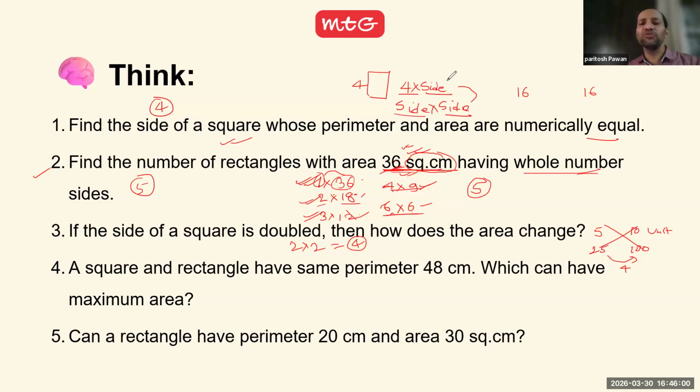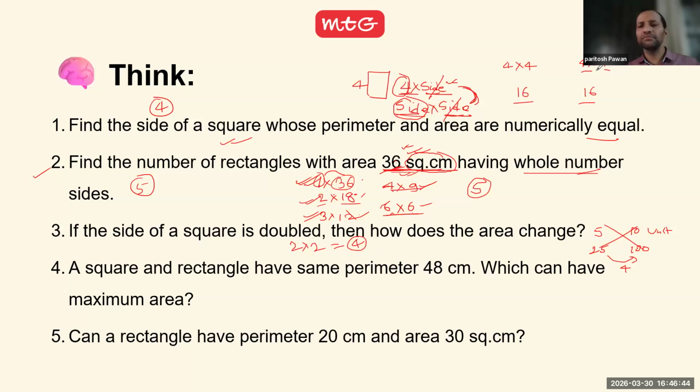So I told you the formula for perimeter is 4 into side. And the area of a square is side into side, and I am saying that both are equal. So this side will be equal to this side, and only when the side is equal to 4 will these two things be equal. Now side is 4, and practically you can see when side is 4, perimeter is 4 into side, so that is 16. And the area is side into side, because side is also 4, so it is 16. So in this case, your perimeter and area will be the same.